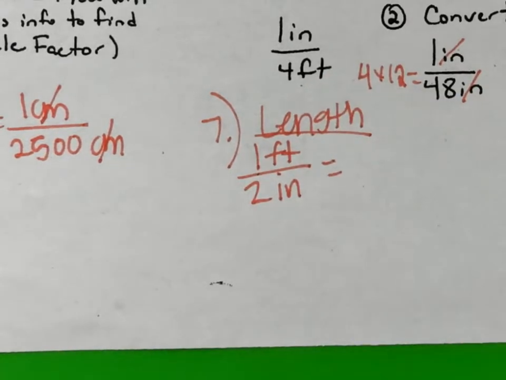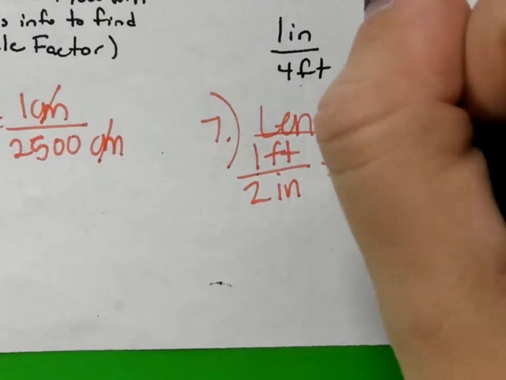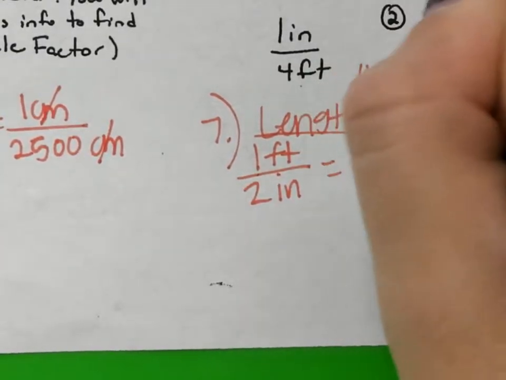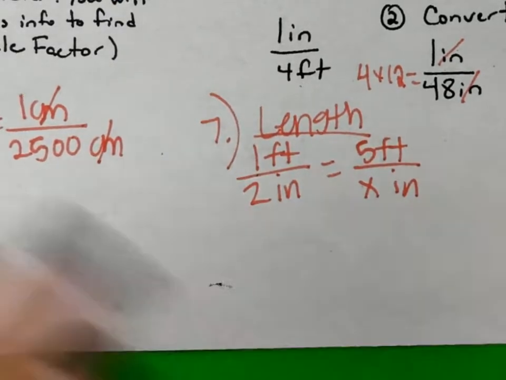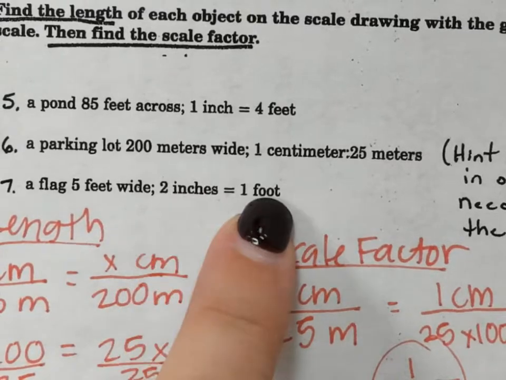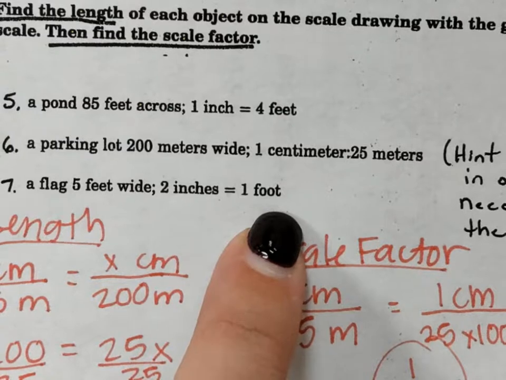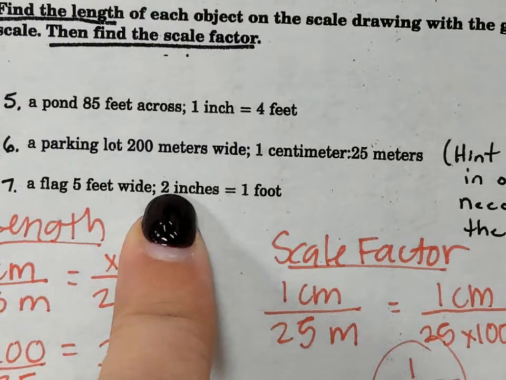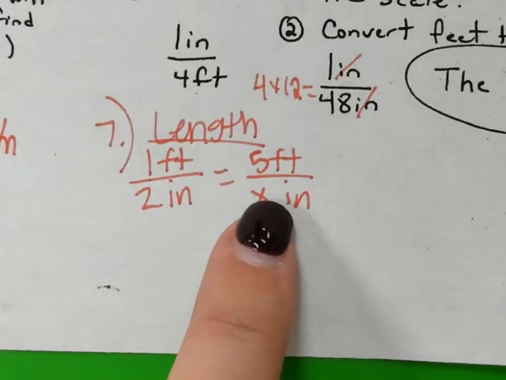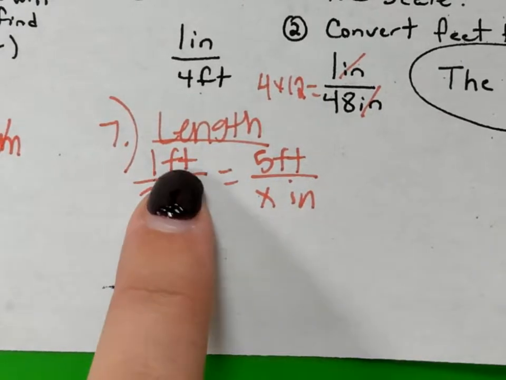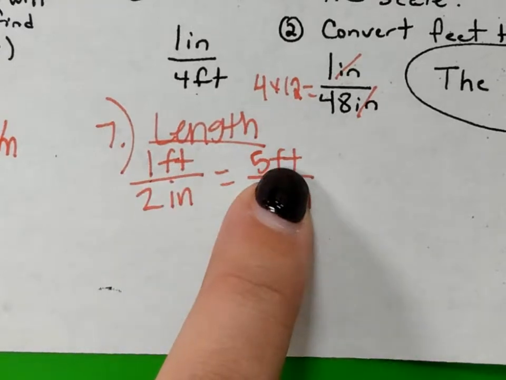So what's it going to be equal to then? Okay, if we put foot on top and inches on bottom, then that means my 5 feet has to go on top, right? So 5 feet over X inches. So normally, my scale says 2 inches equals 1 foot. We've been just putting the 2 inches over 1 foot, but Dominique wanted to do 1 foot over 2 inches, which is fine. You just have to remember that you have to match up your units. So that means if your feet are on top here, your feet must be on top here.